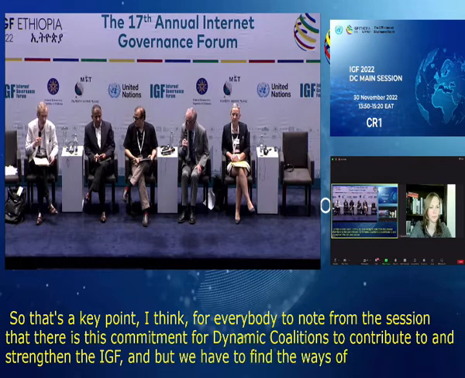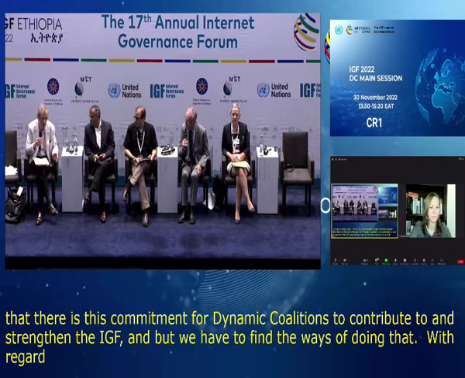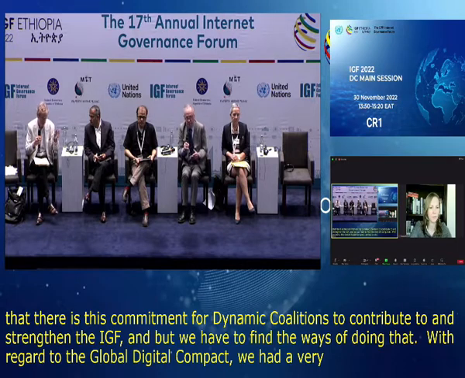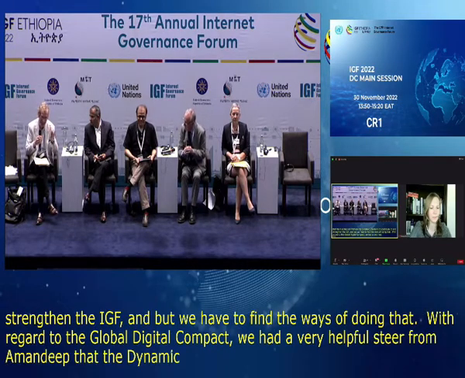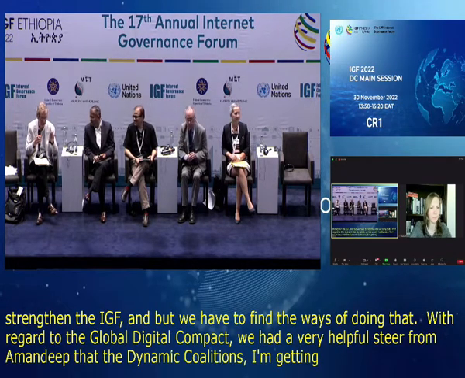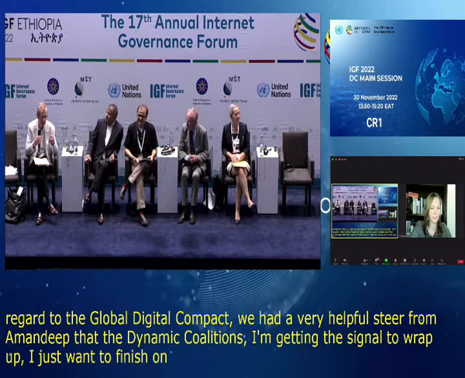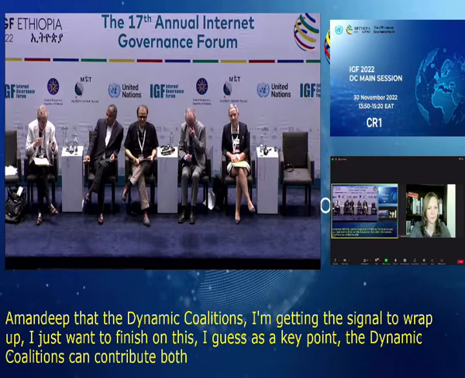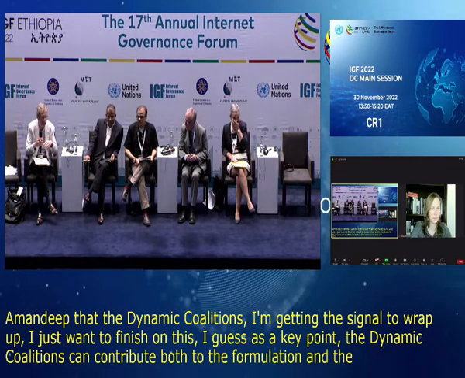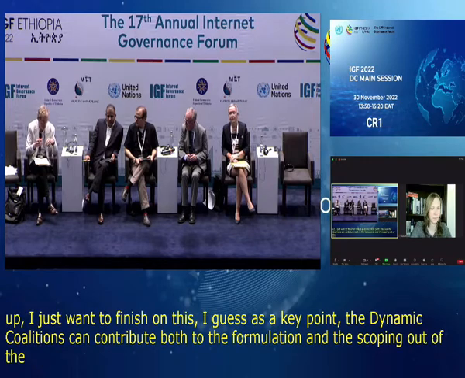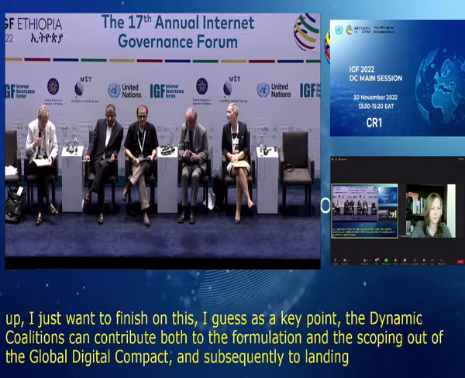With regard to the Global Digital Compact, we had a very helpful steer from Amandeep that the dynamic coalitions, I'm getting the signal to wrap up, but I just want to finish on this, I guess, as a key point. The dynamic coalitions can contribute both to the formulation and the scoping out of the Global Digital Compact and subsequently to landing the principles articulated in the compact subsequently. So there's a key message.